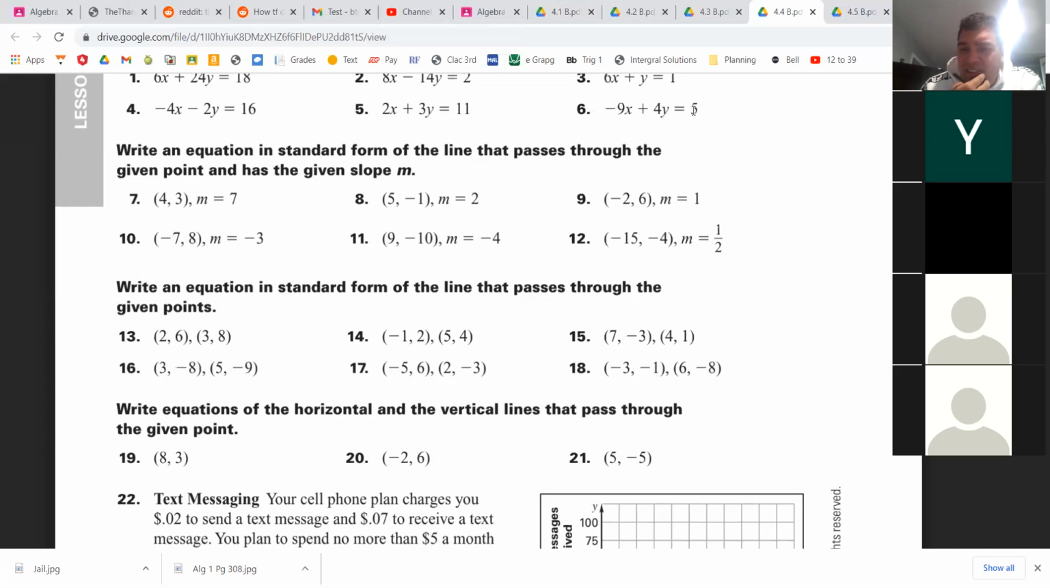For this one, I didn't tell you to do 1 through 6, right? I told you to do 7 to 18. I have a question from the last one that you just did on 26.